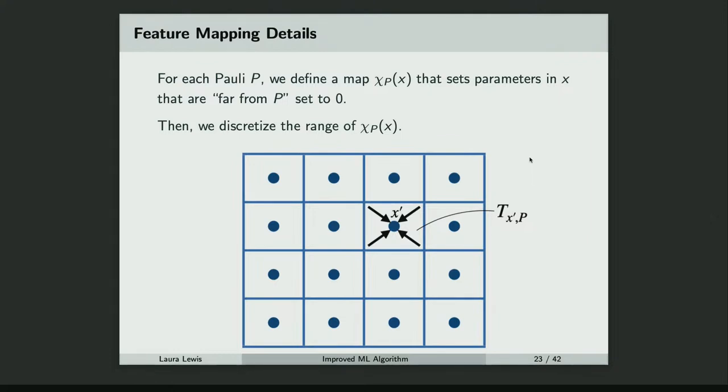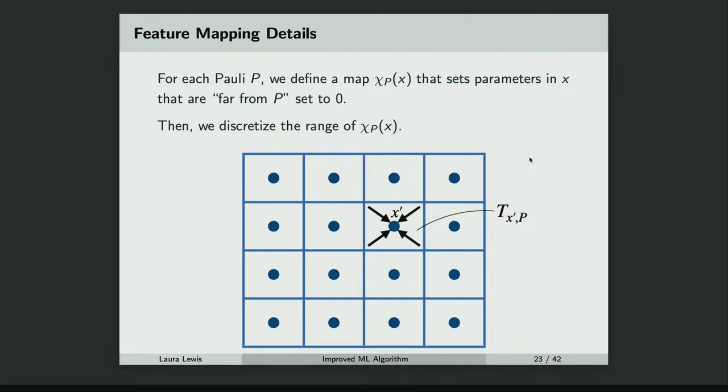The map chi_P of x is from what to what? I understand x. What's the range? Yeah, so chi_P of x should, I guess in general, be mapping from negative 1 to 1 to the m, to that same thing. But then we're just setting certain parameters to 0 within that. So by the range, I really just mean not all parameter vectors, but ones where we've already set some to 0.